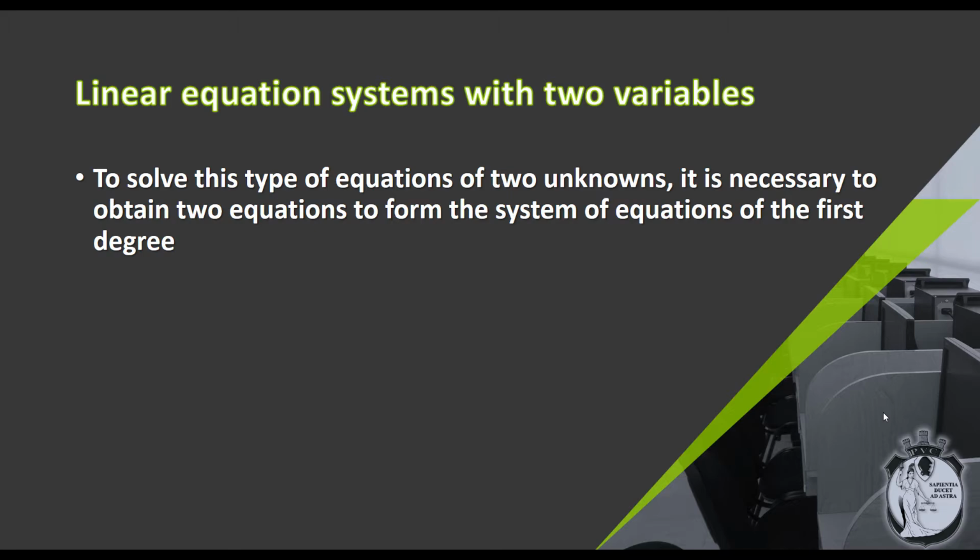Today we will see linear equation systems with two variables. In that kind of equations, you remember one rule that I told you: there must be exactly the same number of equations and variables. If you work with two variables, you will get two equations. And remember, they are linear equations, so they are first degree.